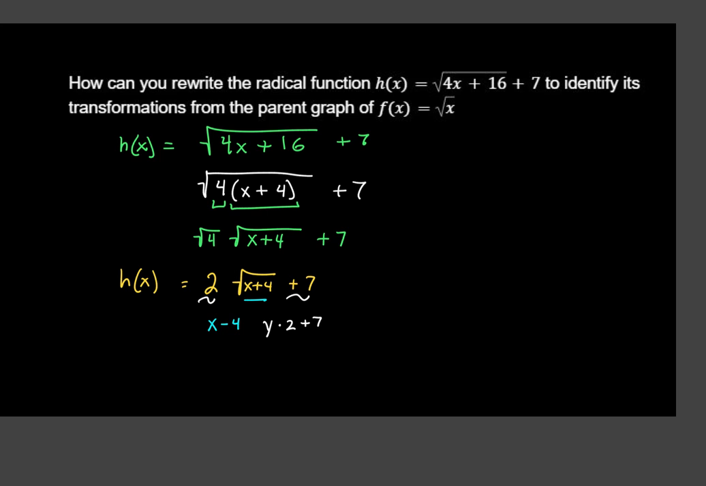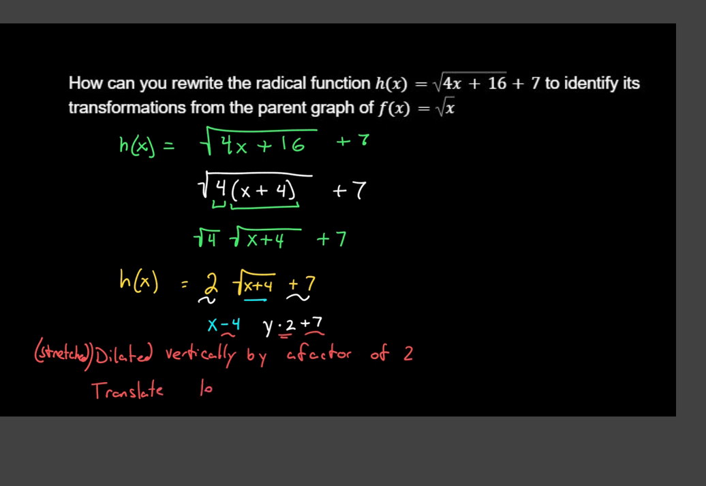Continuing to describe the transformation, I'm going to describe my dilation here. We're multiplying by a factor of 2, so it's dilated vertically and specifically stretched by a factor of 2. And then we also have addition and subtraction involved. So we are translating left 4 and up 7.